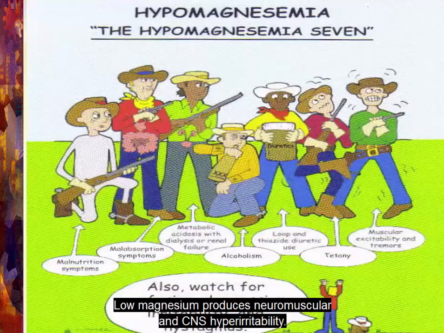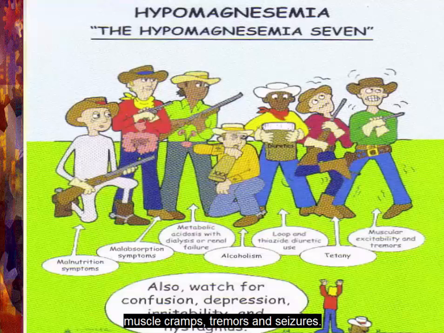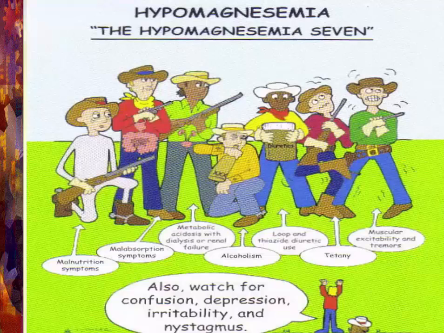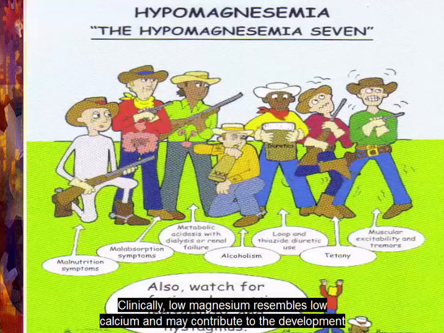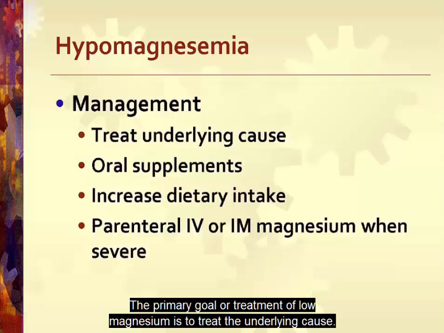Low magnesium produces neuromuscular and CNS hyperirritability. The symptoms include confusion, hyperactive deep tendon reflexes, muscle cramps, tremors, and seizures. Magnesium deficiency also predisposes to cardiac dysrhythmias, like premature ventricular contractions and ventricular fibrillation. Clinically, low magnesium resembles low calcium and may contribute to the development of low calcium resulting from the decreased action of the parathyroid hormone. The primary goal of treatment of low magnesium is to treat the underlying cause.